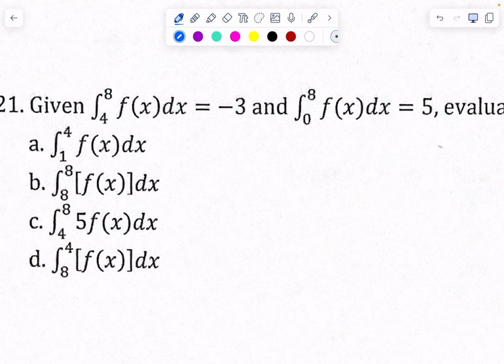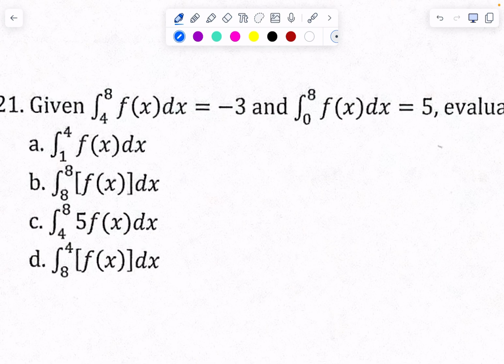Is the first one 8? Oh wait, I was thinking no, 2.5. Yes, it is. How is it 2.5? No, it's what you said.